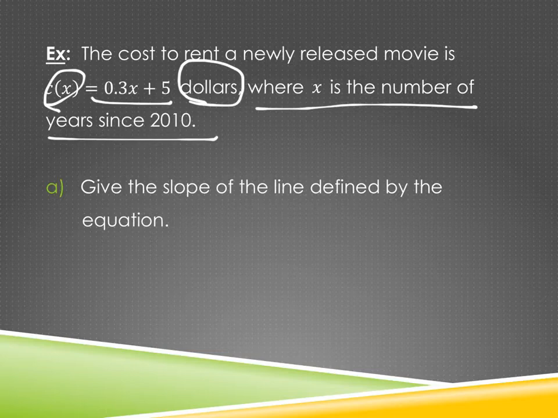All right, so let's actually answer a couple questions about this. What is the slope of the line that's defined by this equation? What is it? Yeah, 0.3. Okay, so that's the slope. It's the number that's multiplied by x.